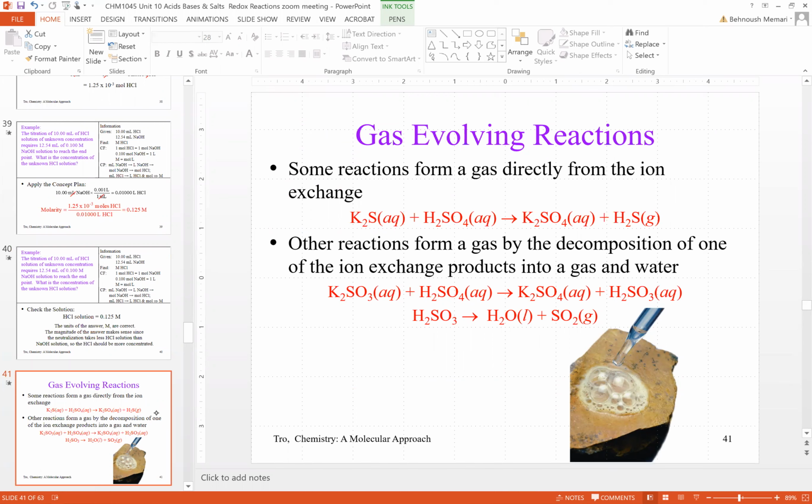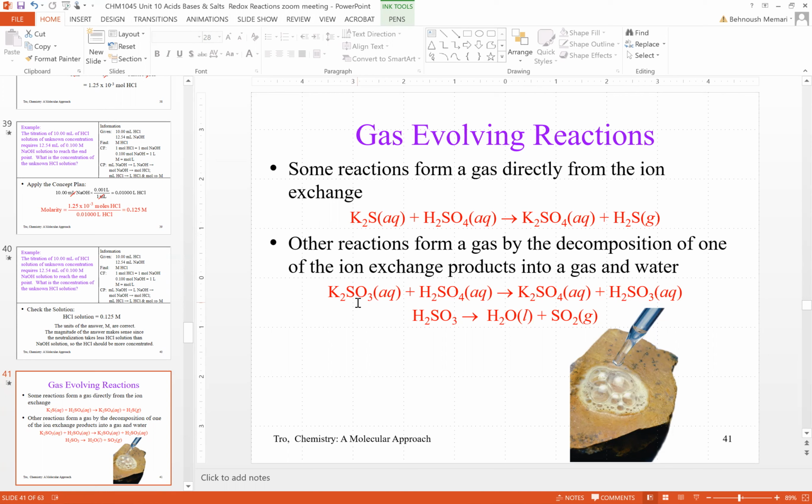Reactions that involve gas, then you can also calculate the number of moles of gas from the reaction. So for that, we just want to look at some of the reactions that do involve gas, like a sulfide plus acid would give you a product of gas.